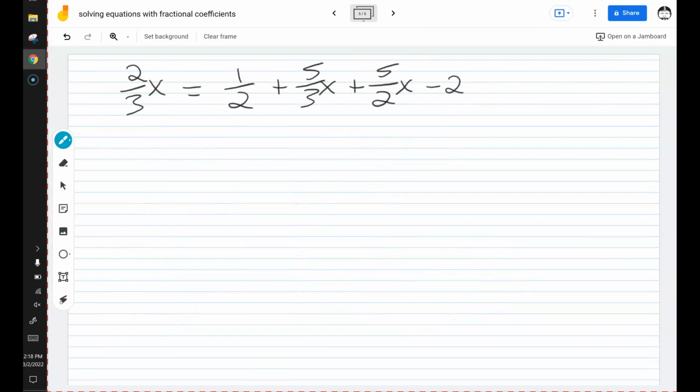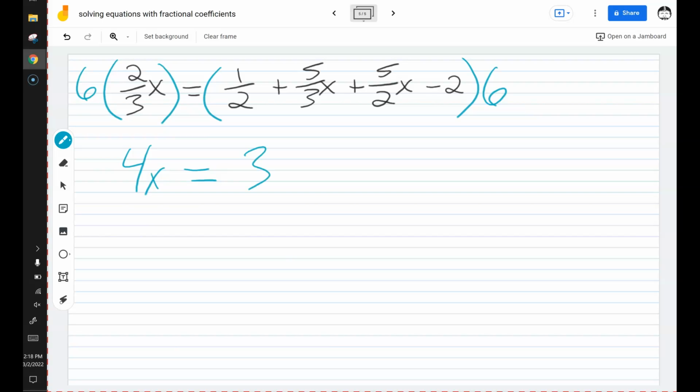All right, one more. We've got 3 and 2 for our denominator, so we're going to multiply both sides by 6. That is the least common multiple of 2 and 3. 2/3 of 6 is 4x. Multiply the right side by 6. Half of 6 is 3. 5/3 of 6 is 10x. 5/2 of 6 is 15x. And negative 2 times 6 is negative 12.